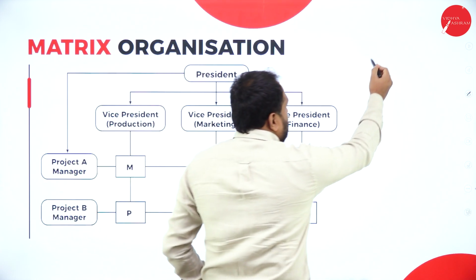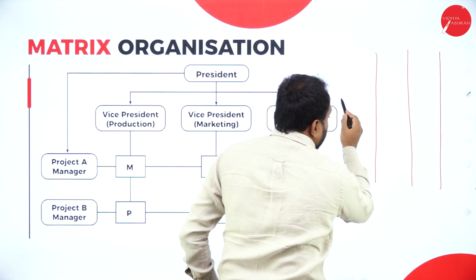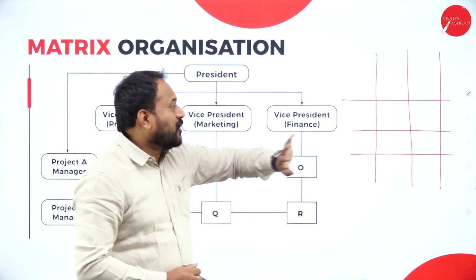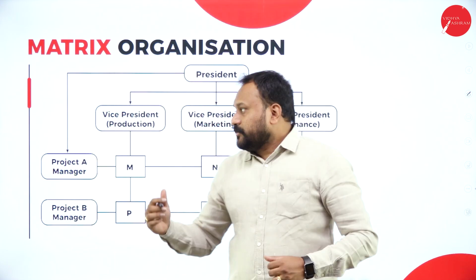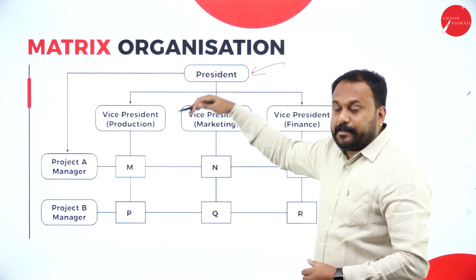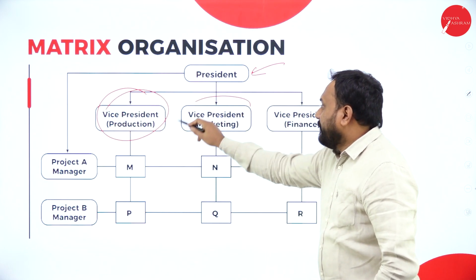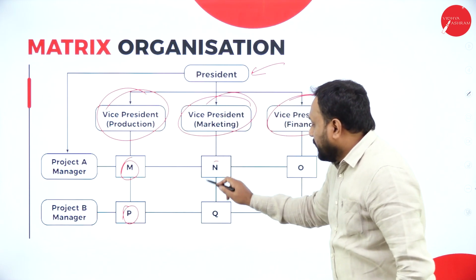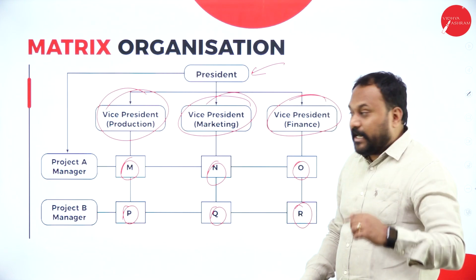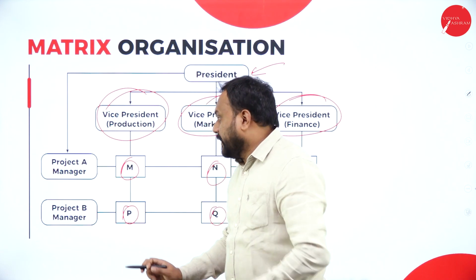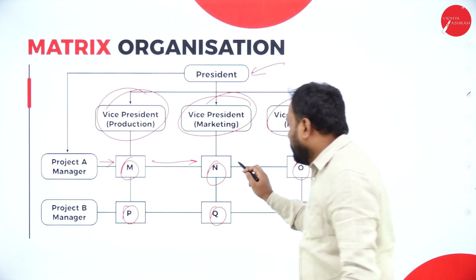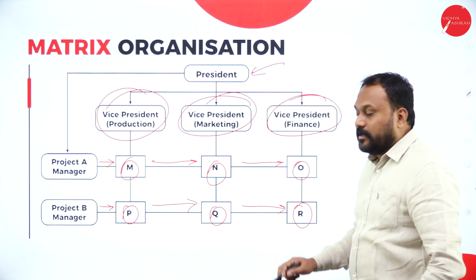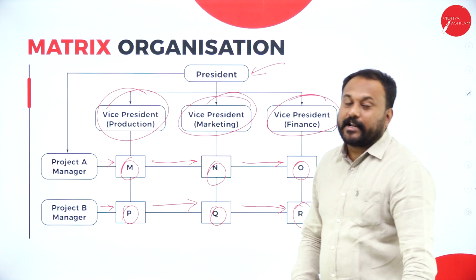So the combination is what? You have the vertical, and you have the horizontal. This is called the matrix organization, or the matrix structure. Here there is a president. Below the president, we have the vice president of production, vice president of marketing, vice president of finance. Below the production, we have M and P. Here, N, Q, O, and R. But we also have a project A manager. He will lead M, as well as N, plus he'll be leading O. Here, project B has P, Q, R. So these structures are called the matrix organization.